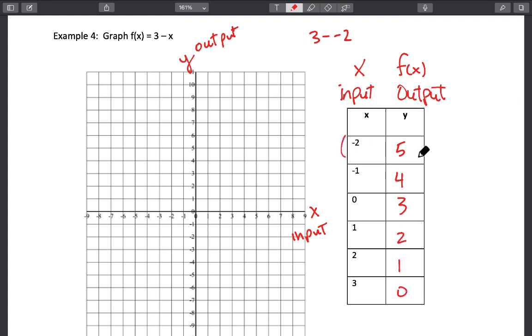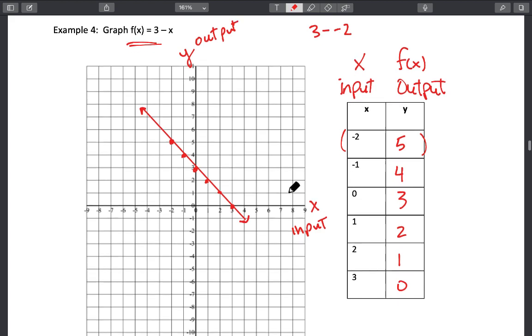All right, now we're going to plot these ordered pairs. Negative 2 over and 5 up. It's going to go right here. There we go. Negative 1 and 4, 3, and 0. Sorry, 0 and 3, not 3, 0. 1 over and 2 up, 2 over and 1 up, and then finally 3 over and 0 up. Now this is going to be assumed to be a linear equation here, and it will be a continuous one, so we'll just draw our line straight through those points, and then we can add arrows to indicate that that's going to keep going on and on forever.